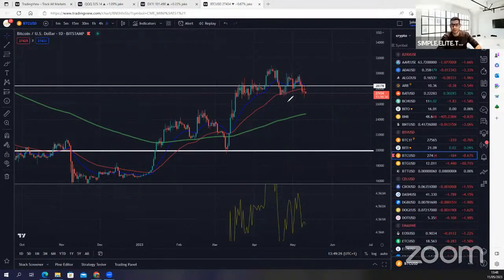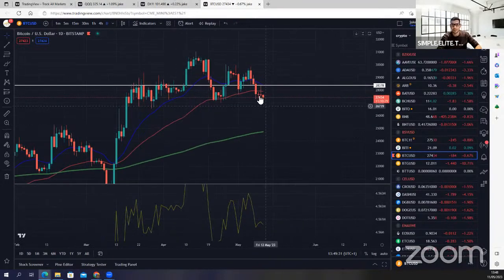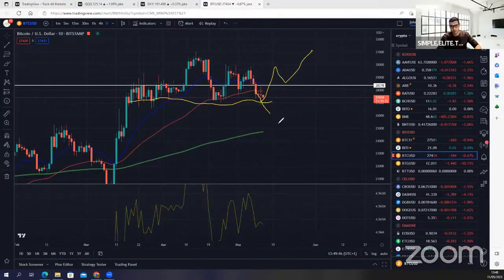So let's wait for more clear price action, because you can see some doji bars, and now if price is going to stay above here, we could probably see some upside, or if it's going to break, we can probably see some downside.